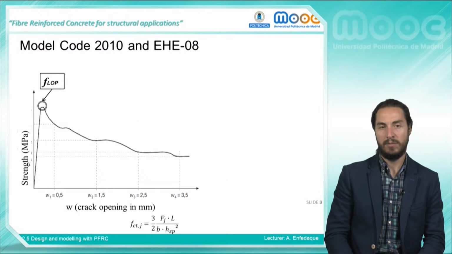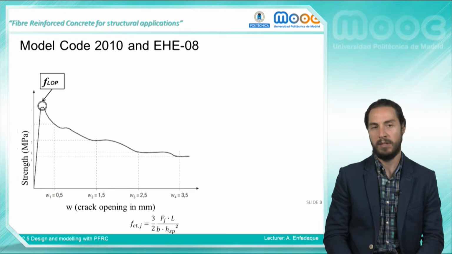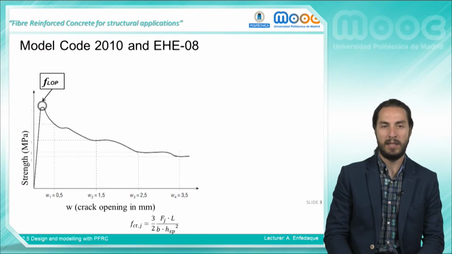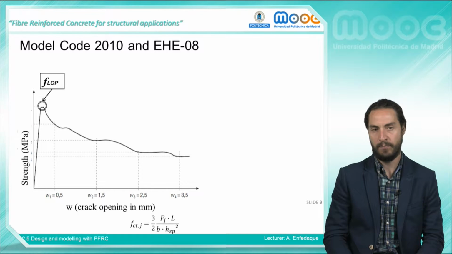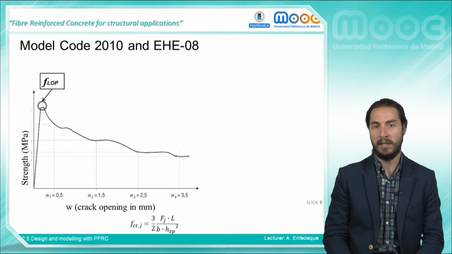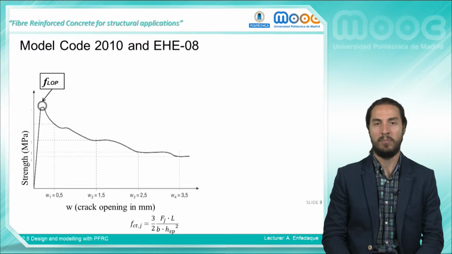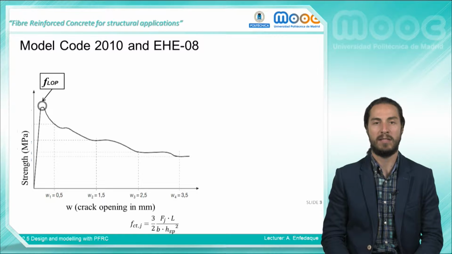In order to take into account the contribution of the fibers in the structural design, some recommendations have been developed. The most relevant in Spain are the Model Code published in 2010, and overall, the Structural Concrete Design Code, EHE-08. In these recommendations, the behavior of the material that was registered in the test as load crack opening curves is transformed into stress crack opening curves by using the equation that is derived from theory, assuming that the concrete central section is able to withstand stresses throughout the test.